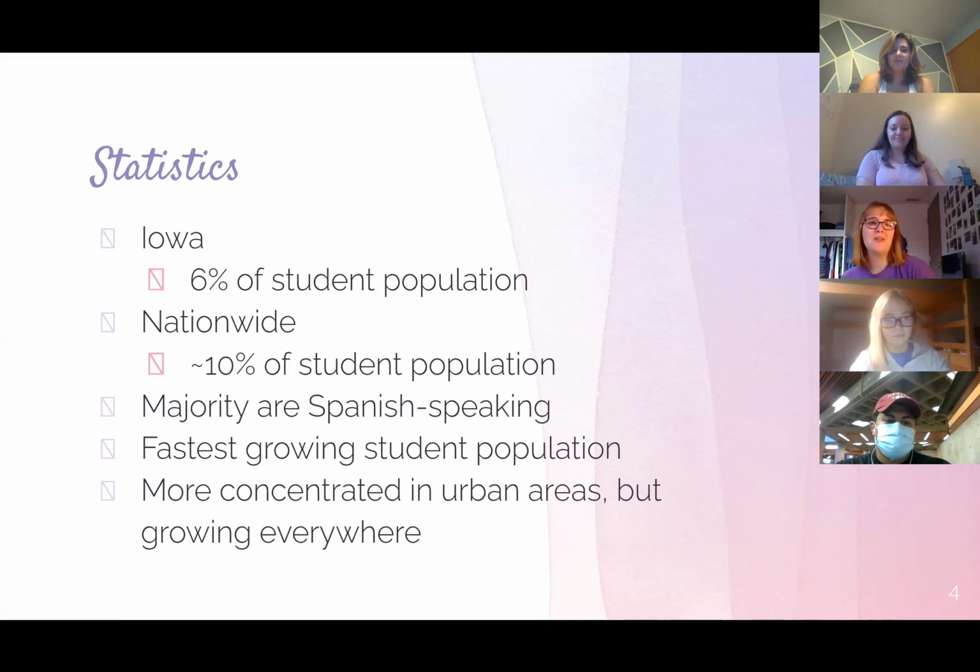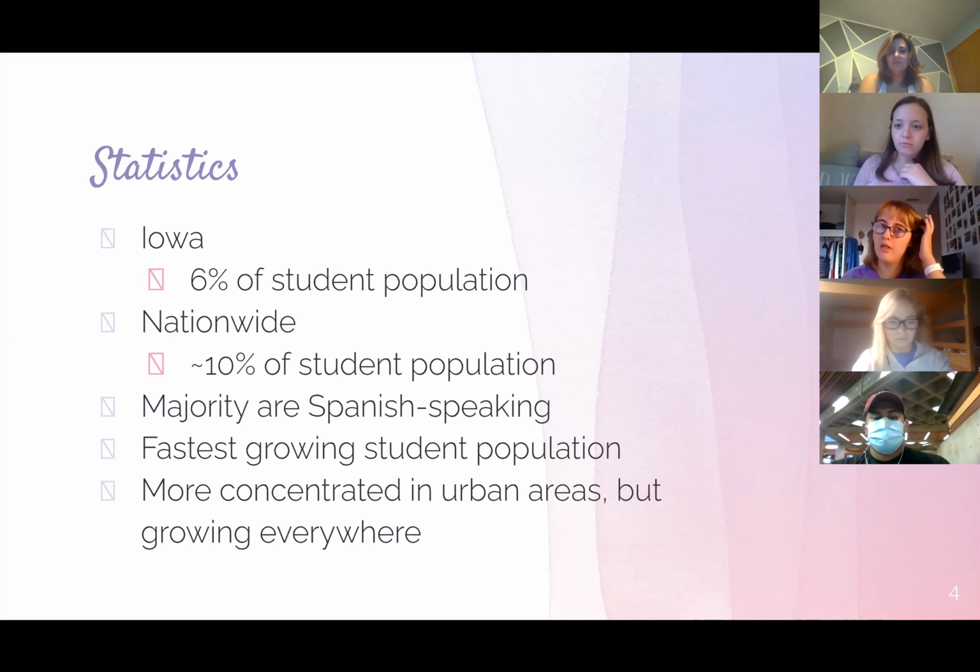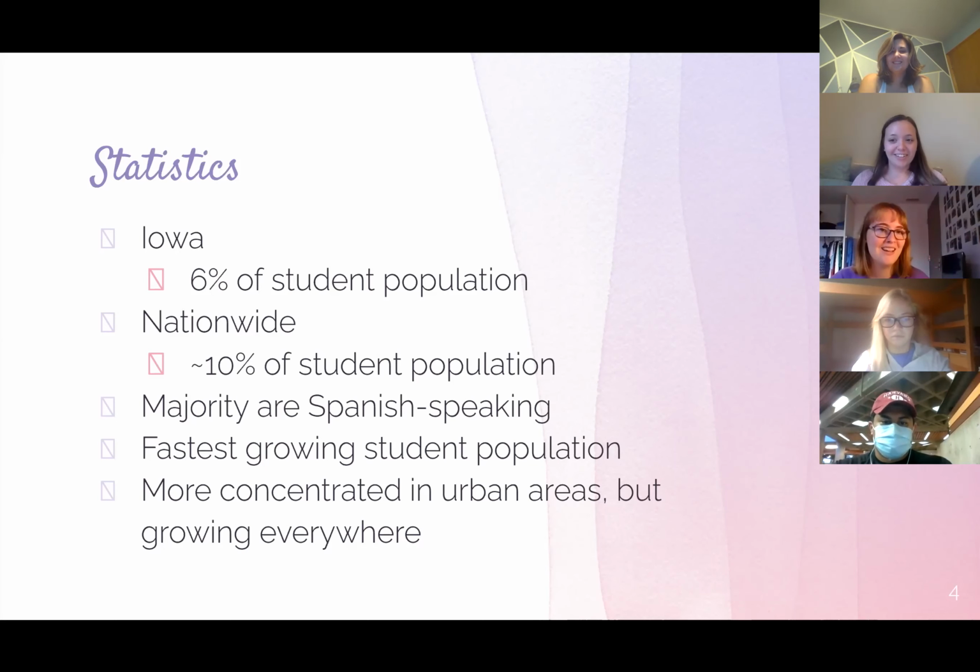All right. So some statistics about just English language learners in general. In the state of Iowa, they represent about 6% of the student population. In Iowa, a lot of ELL students are found, well, this is true all around the country. I'll save it for a little later because I just remembered that I typed it actually. And nationwide, ELLs represent about 10% of the student population.